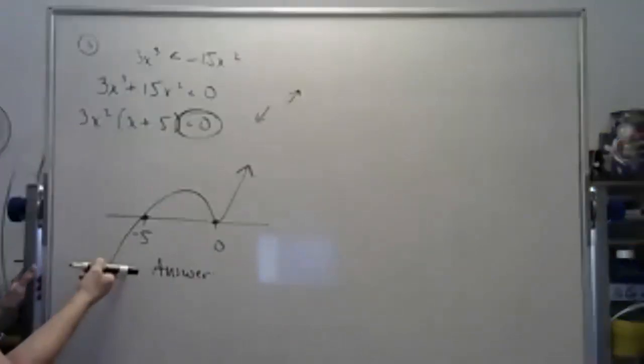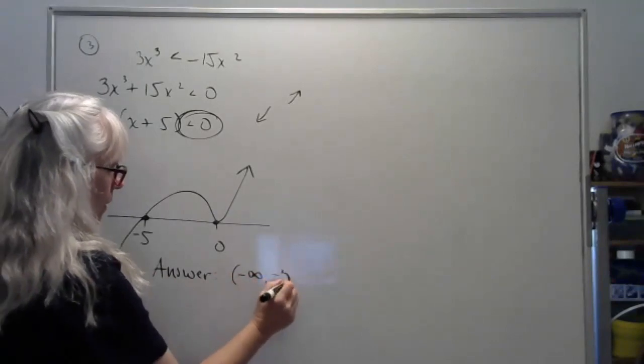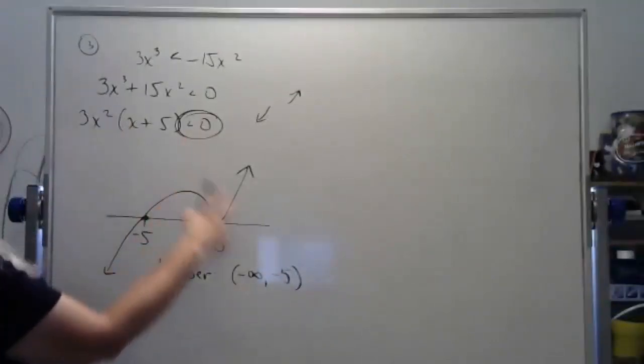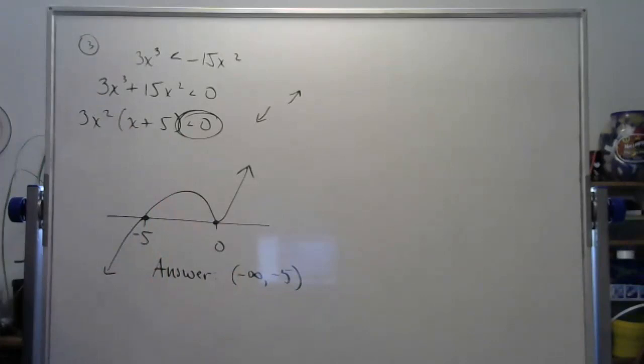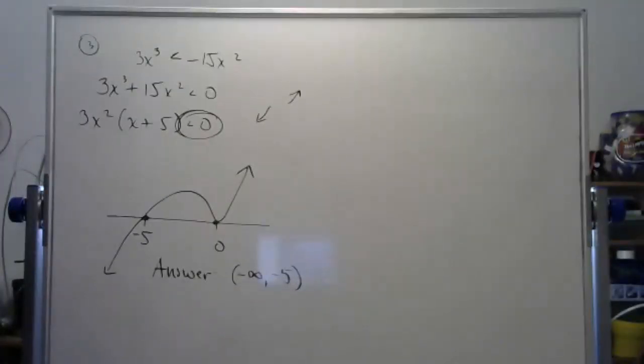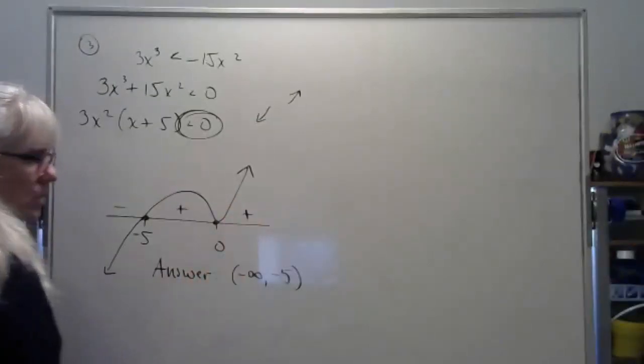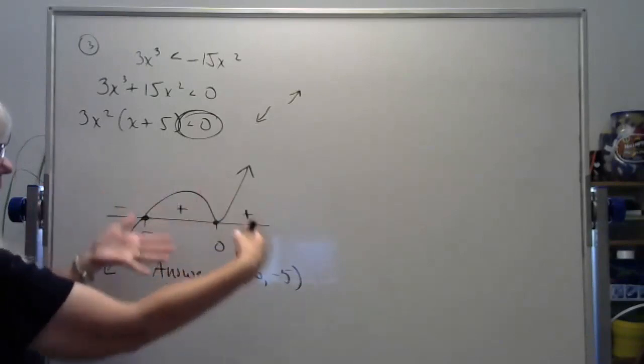To the left of -5? -5 or negative infinity to -5. Beautiful. And because of the inequality, we're going to put a parenthesis on that -5. So, yeah. If we'd done the sign chart, we literally would have gotten a negative, positive, positive on those regions, which is telling me where the graph is.